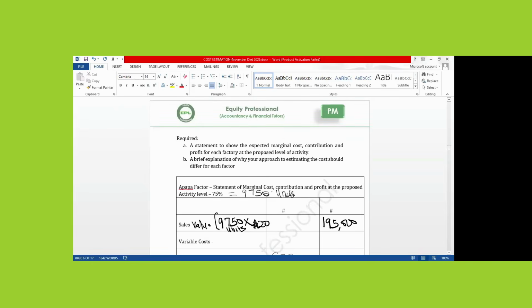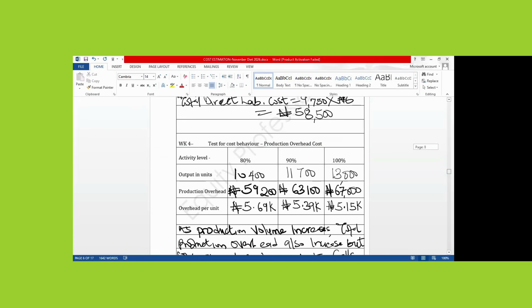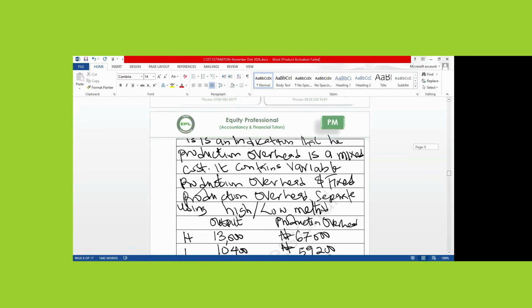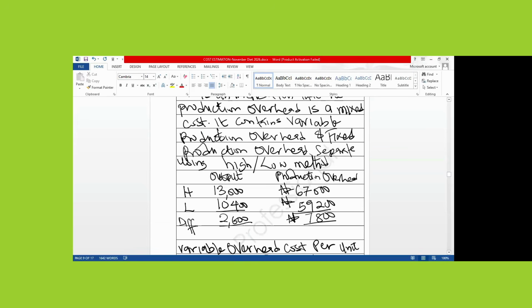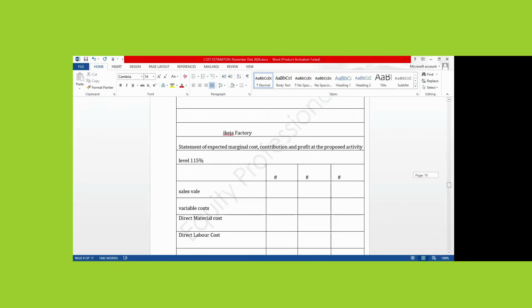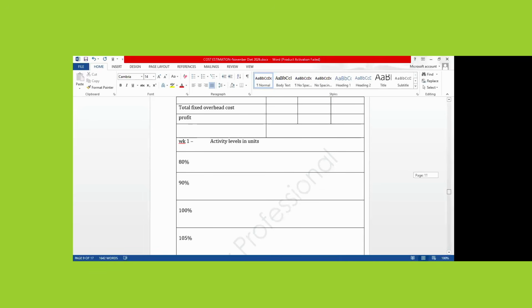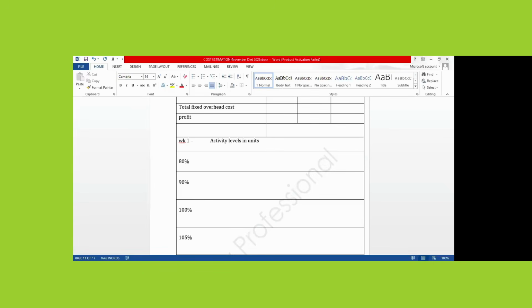So let's go to this. Like we explained last week, the activity levels were given to you in percentage: 80%, 90%, 110, 105. So your working one: calculate activity levels in units. Convert percentage to unit.